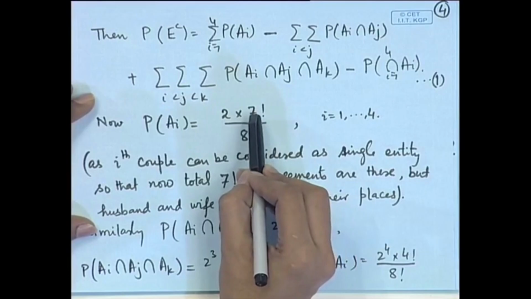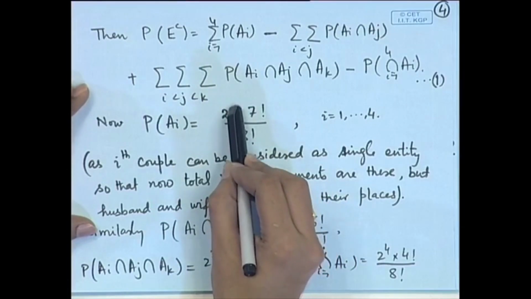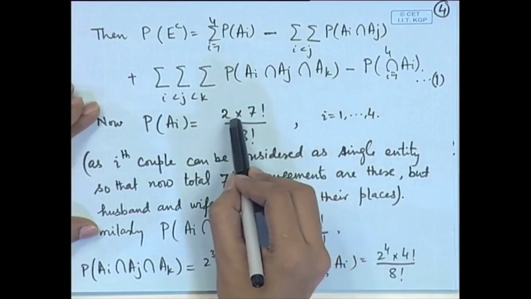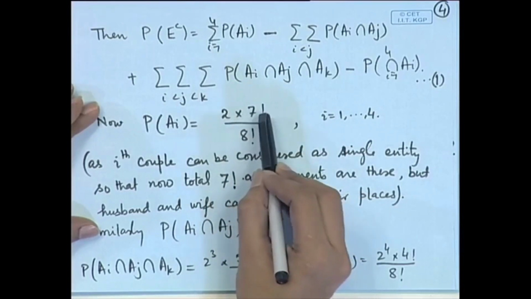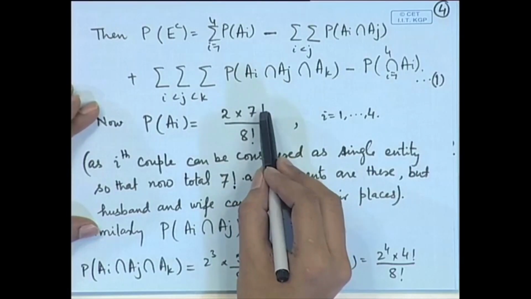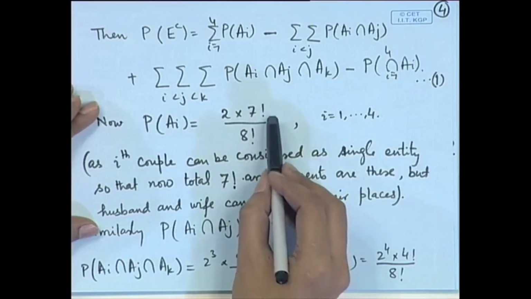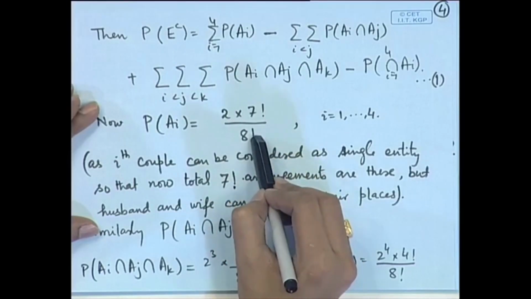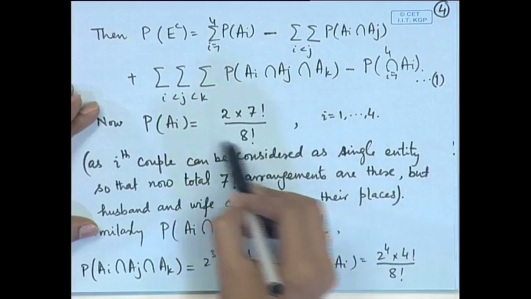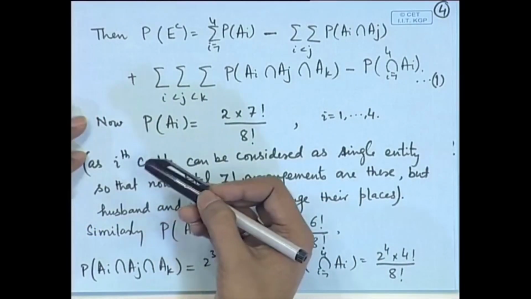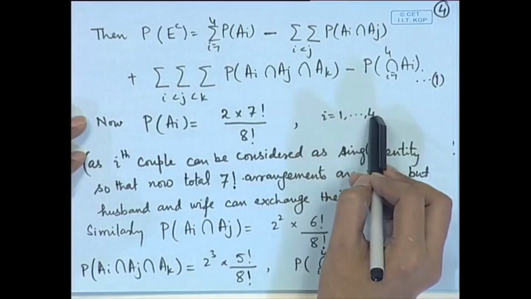Now, here the places of husband and wife can be interchanged, that is in two possible ways. So, the total number of possibilities becomes 2 into 7 factorial, which favors the event that the ith couple sits together, and therefore, the probability of A_i is simply 2 into 7 factorial divided by 8 factorial. And of course, this argument is valid for any ith couple, that means for i equal to 1 to 4.